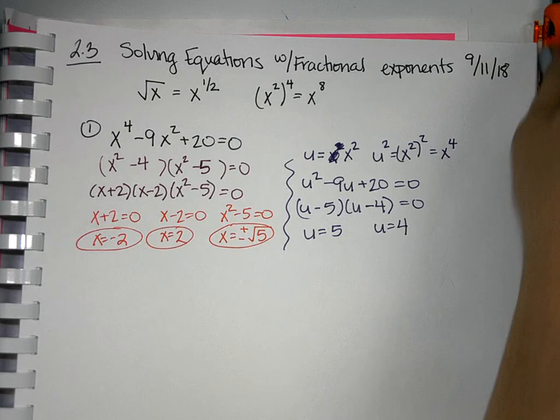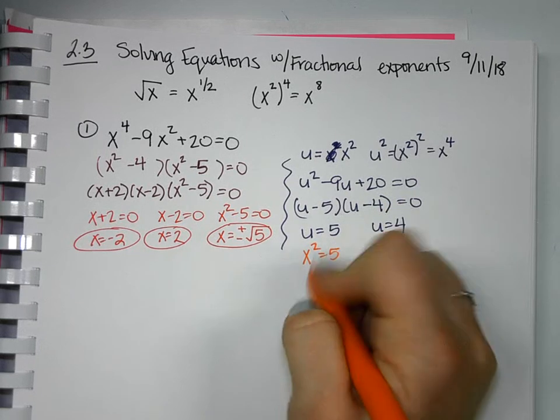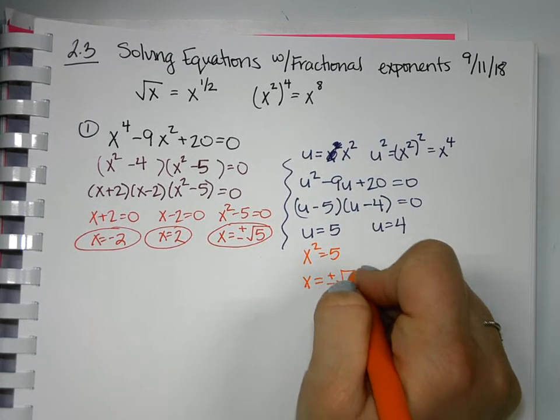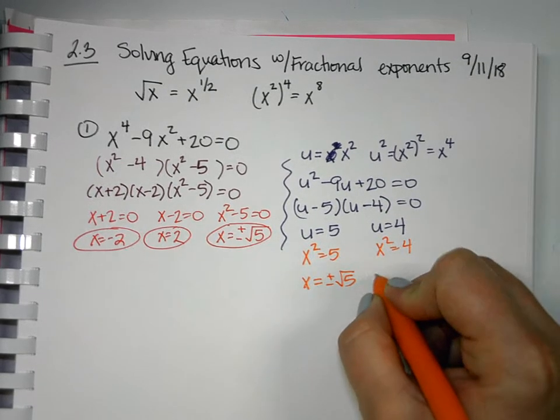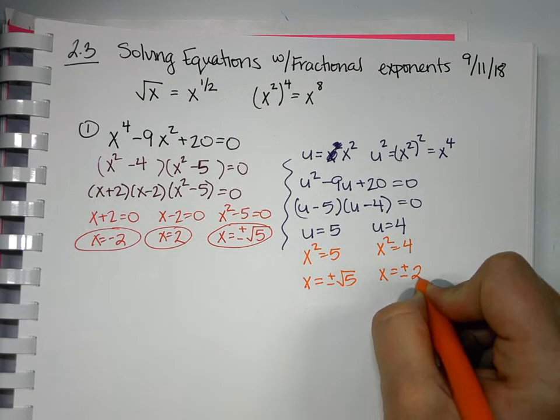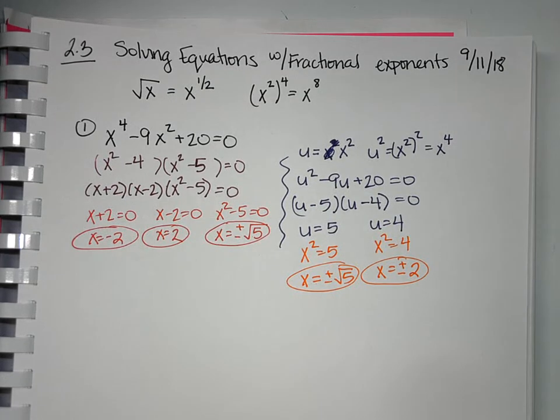If you do it this way, you just have to remember at the end to go back and plug in what u was. So x squared equals 5, so when we solve that, we get plus minus root 5, the same answer. Over here, we'll get x squared equals 4, so when we square root, again, don't forget the plus minus, we get plus minus 2. So we get the same answers, it's just a different way to go about it. The substitution idea for something like an x to the 4th might not seem necessary, but sometimes when we have fractional exponents, it can make it easier. You don't have to, but it can make it easier.